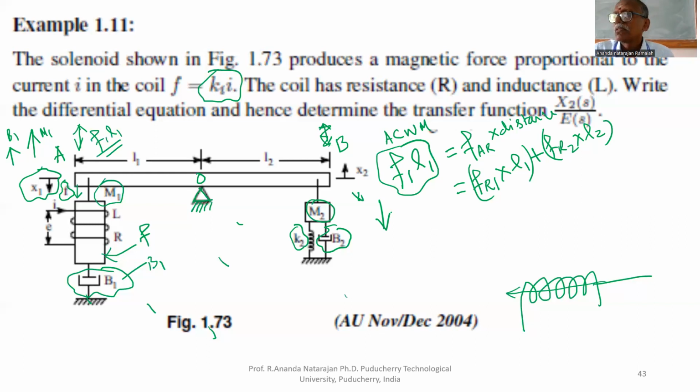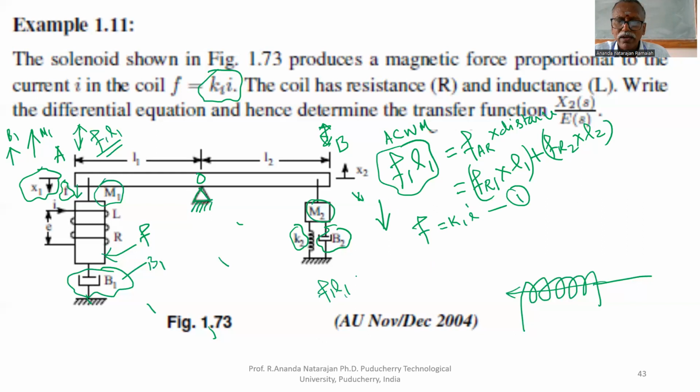That's all about the mathematical model. So what is the mathematical model? The first equation is F equal to K1 I. Already it is given, but anyhow, it is also part of the mathematical model. The second one is F1 L1.